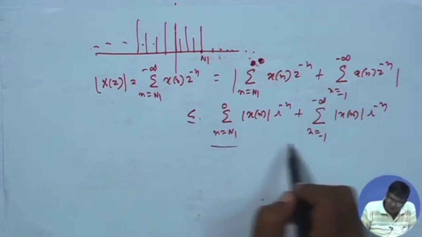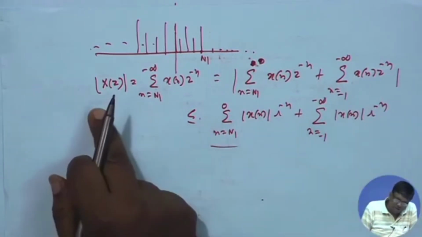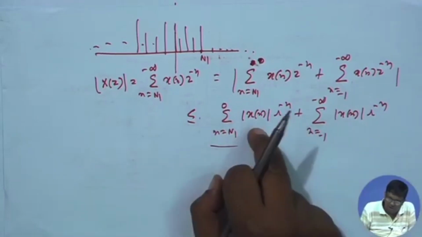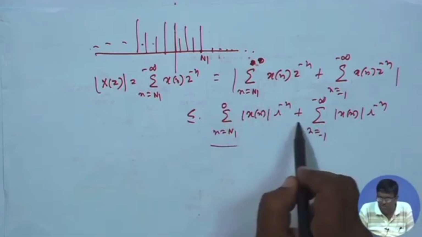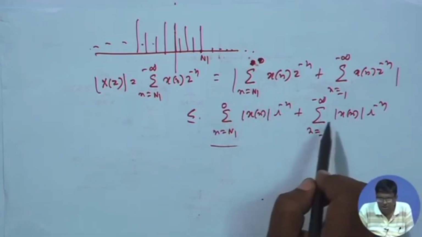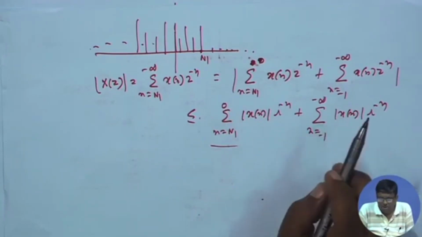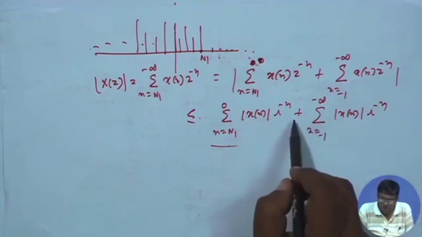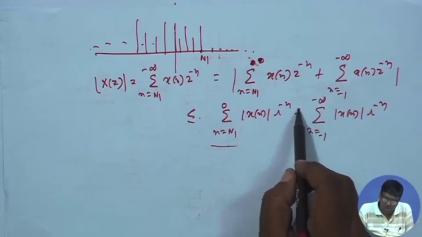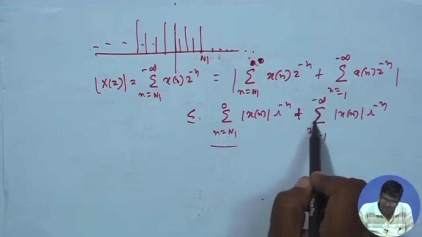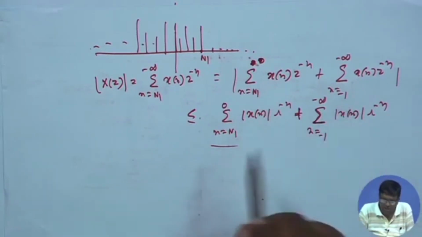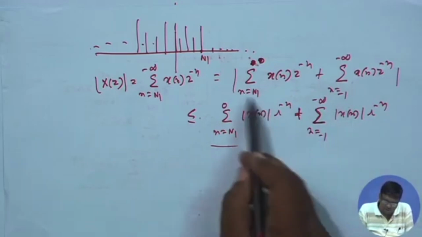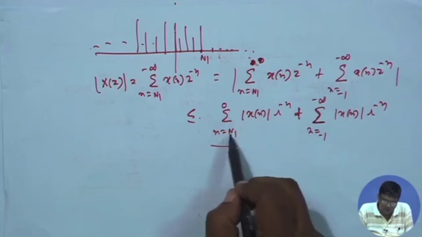So if this is finite, this is finite, this is finite, none of them should be infinity, and they are both positive. So it cannot happen that this is infinity and this is minus infinity and they cancel. Okay, that cannot happen, because there is a positive sign here, right. It cannot be that this is plus infinity, this is minus infinity, and they cancel, it is not possible. Now, this is the finite sequence, finite sum from N1 to 0.